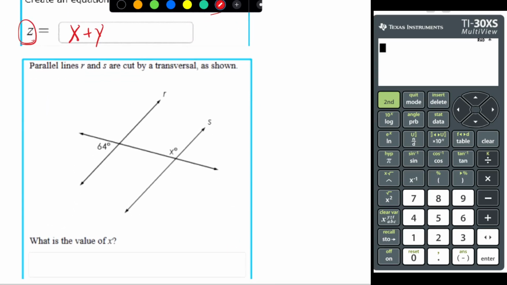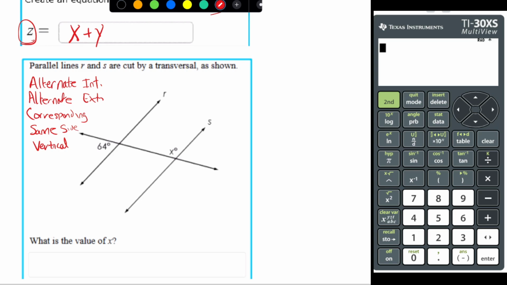Parallel lines R and S are cut by a transversal as shown. What is the value of x? Okay, there's a lot of different rules for parallel lines cut by a transversal. Remember, just some of them. We had alternate interior angles. We had alternate exterior. We had corresponding. We had same side. We had vertical.